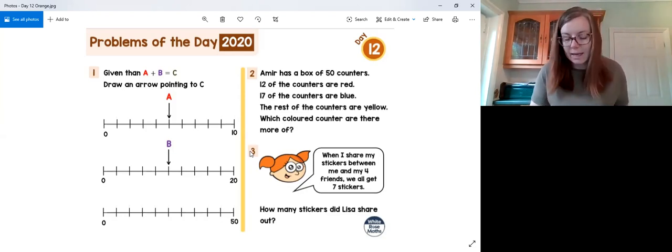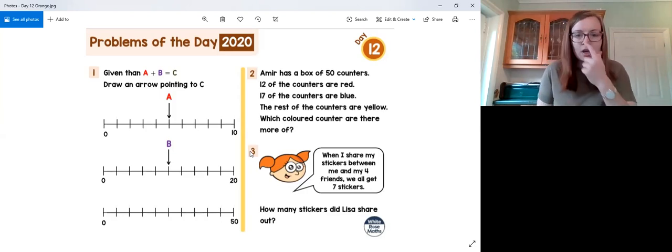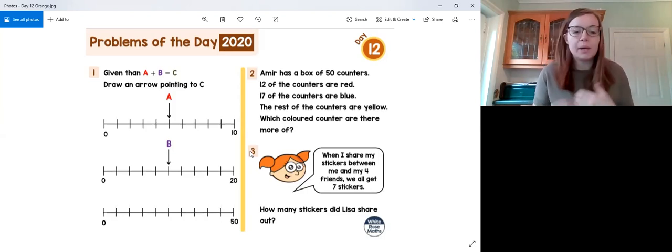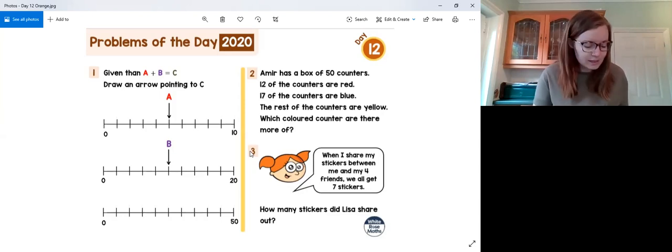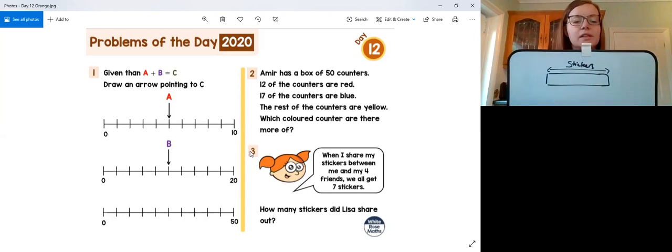Okay, and moving on to question 3 then. So we have Lisa here and she says, when I share my stickers between me and my 4 friends, we all get 7 stickers. So how many stickers did Lisa share out in the first place? Well, let's think about this. Let's draw our bar, which shows all of our stickers. So I'm just going to label it stickers. So here's our bar, stickers.